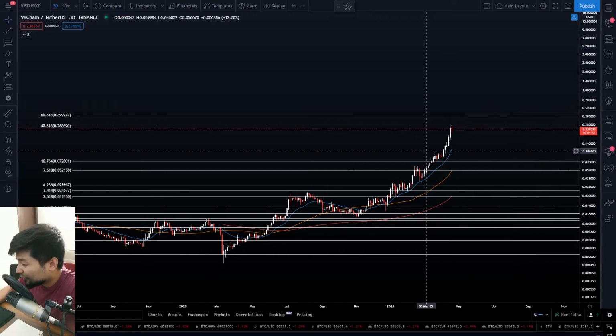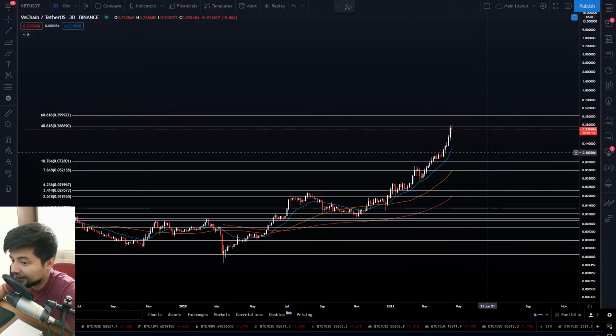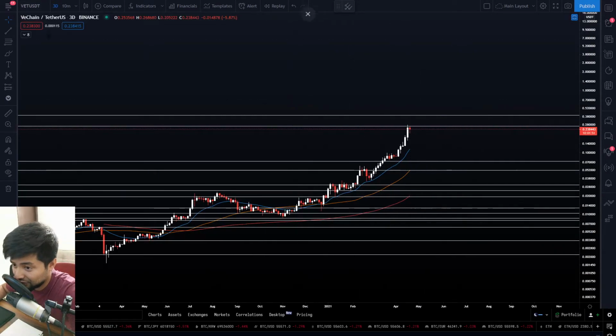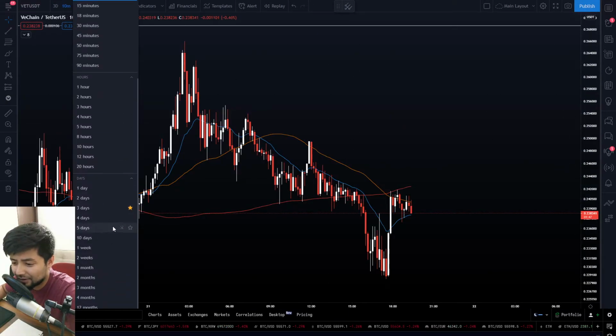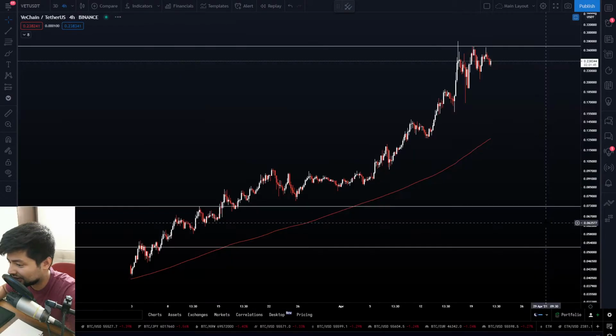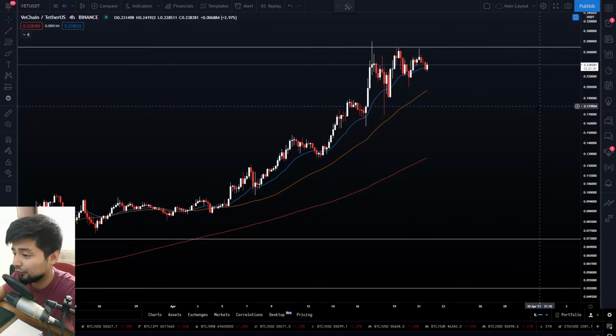Now, from this level, I do not see any immediate bearish follow through of this price action. It looks completely fine, guys. Why did I get in the 10-minute time frame, man? This is completely useless for this analysis, I guess. Right, the 4-hour time frame.